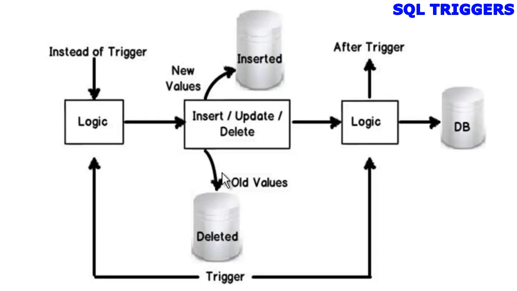Now there are two kinds of triggers. One is the instead of trigger and the other one is the after trigger. The instead of trigger executes before the updation happens on a table, and the after trigger executes after the updation has already happened on a table. So in this video, let's first demonstrate what exactly a trigger is, then we'll demonstrate the inserted and deleted tables, and later a demonstration of the instead of trigger and the after trigger.